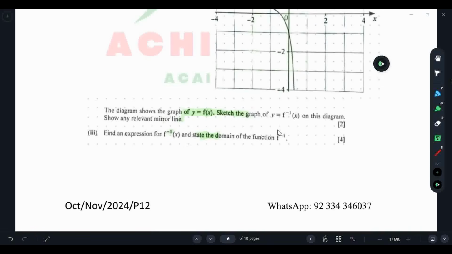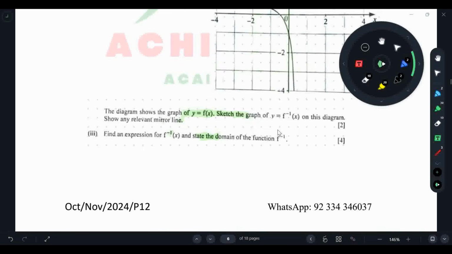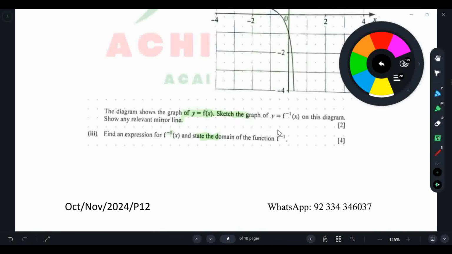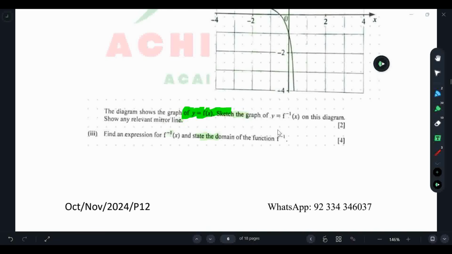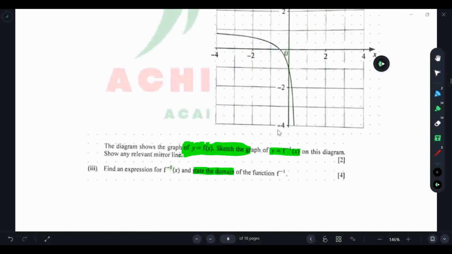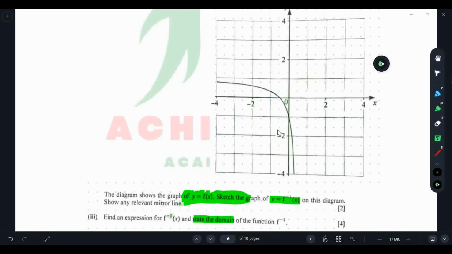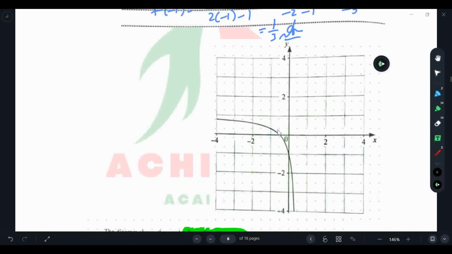Let's move to the next question. Question number 4, second part. Now in the second part they say that the diagram shows the graph y. Sketch the graph of f inverse of x. On this diagram, show any relevant mirror line. Okay, this one is the second part. So first of all, we have to sketch the graph of f inverse of x.